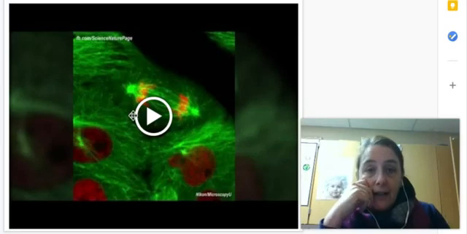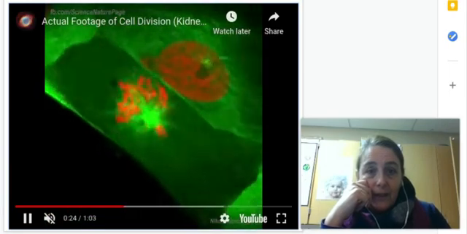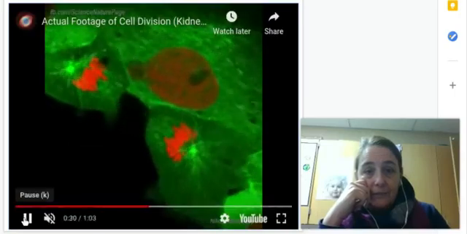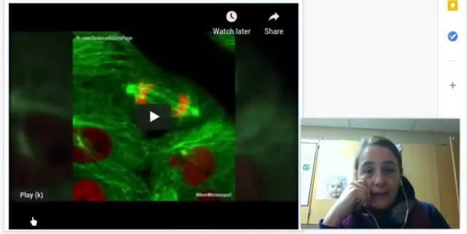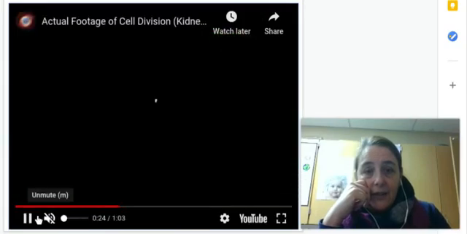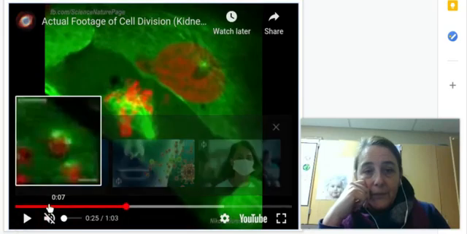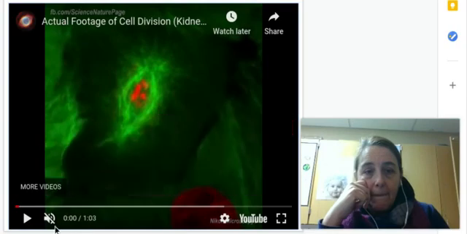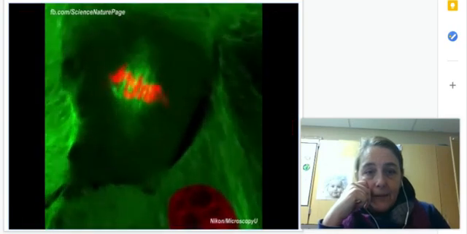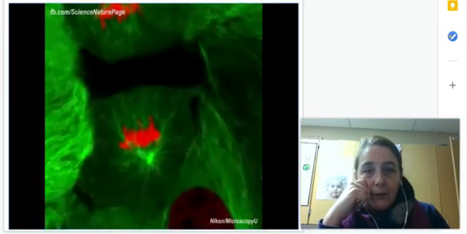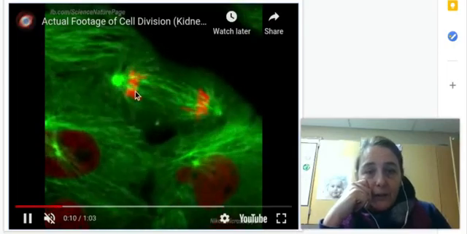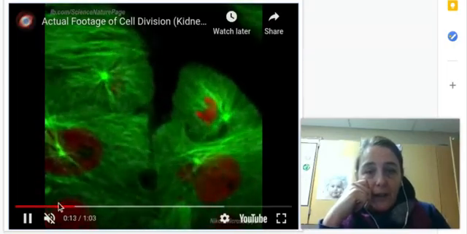We'll take a quick look at actual cells dividing by mitosis. These are actual cells dividing. Let's start it again. You can see there's the cell. Let's back up a little bit. You could see the chromosomes lining up across the middle and then being pulled apart really quite fast. There it is. And then being pulled apart. And both daughter cells will be identical because they got exact copies.